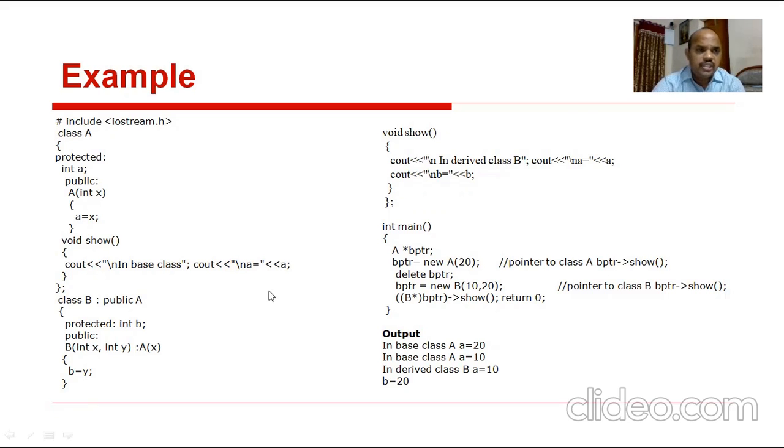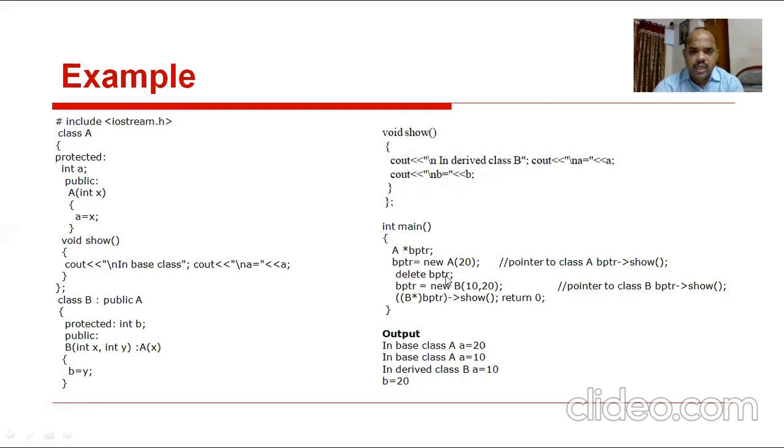Here, simply #include. This is the base class, then this is the derived class. A is the base class name, and BPTR is a base class pointer variable. Then BPTR equal to new A of 20. This is a constructor member function. At the calling time, it will pass the 20 value to the base class A constructor member function. Now A is equal to X. Object BPTR is initialized. Now BPTR dot A equal to 20.